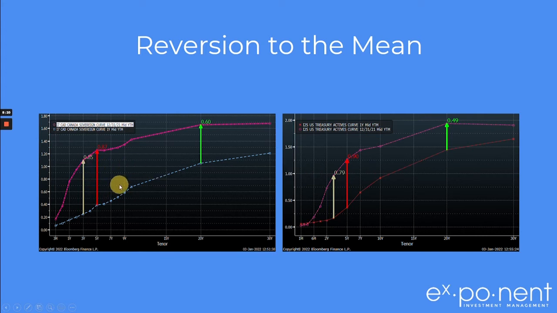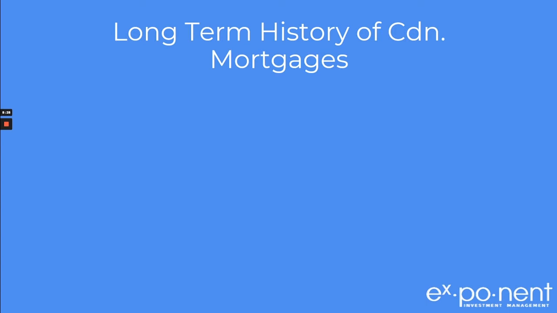So the question is, rates are going up. Are we coming back to the mean? And where is that mean? What does that look like? So let's look at the long-term history of Canadian mortgages.